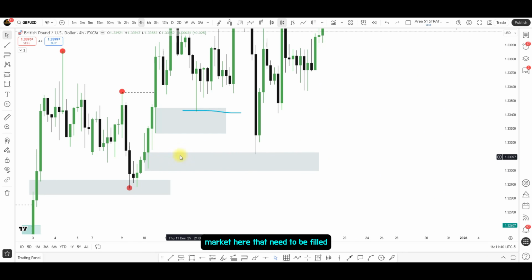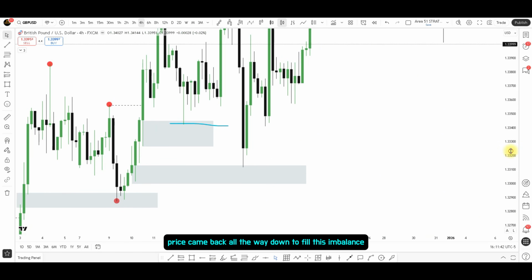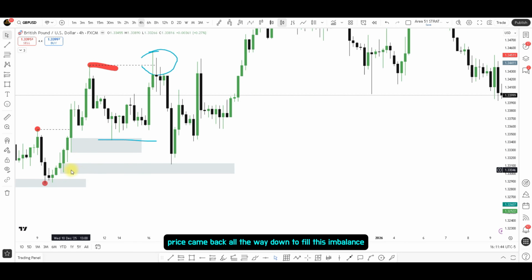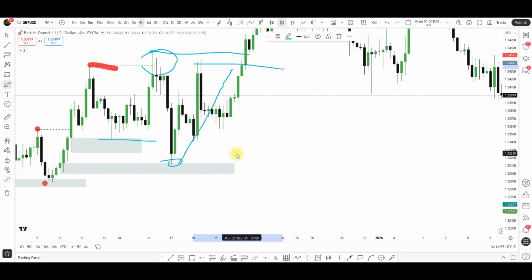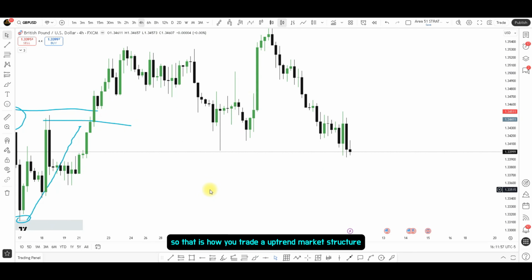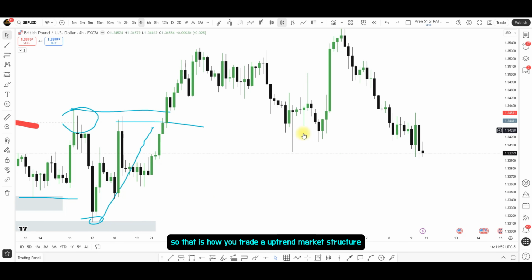market here that needed to be filled. Price came back all the way down to fill this imbalance. Then there was another trade that was executed right there, targeting this high. Okay, you took the trade, you exit over here. All right, so that is how you trade an uptrend market structure.